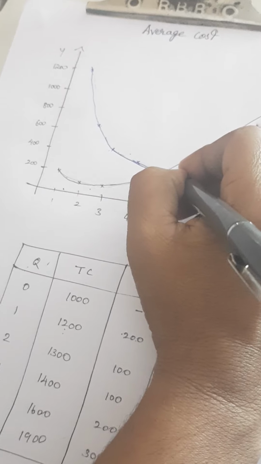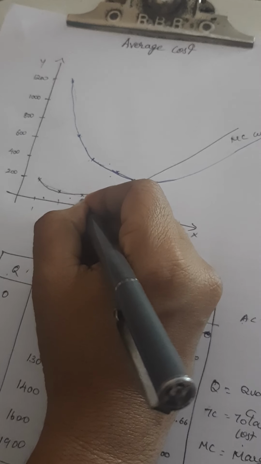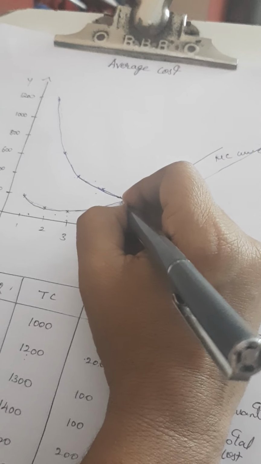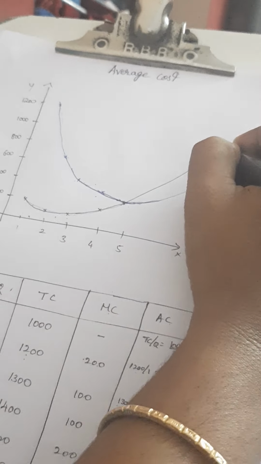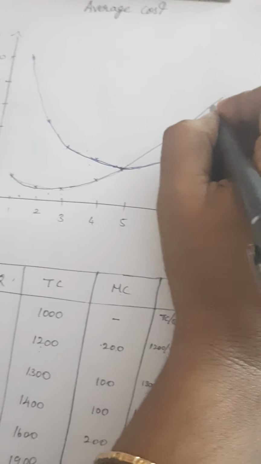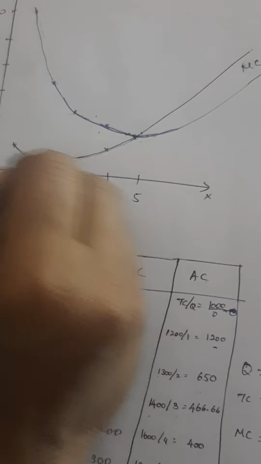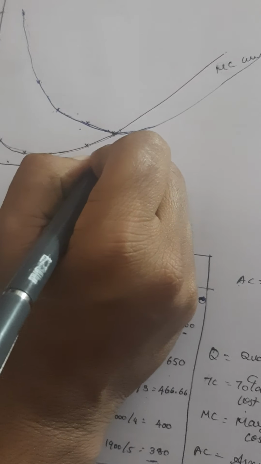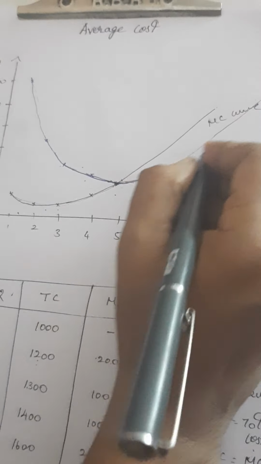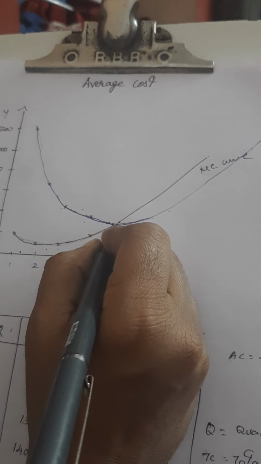When AC is decreasing, MC lies below the AC curve. But when AC is increasing, the MC curve always lies above the AC. MC always cuts AC at the minimum point from below. This is the minimum point for the AC. After that, it goes on increasing. So the MC curve and AC curve cut when the AC is at its minimum point.